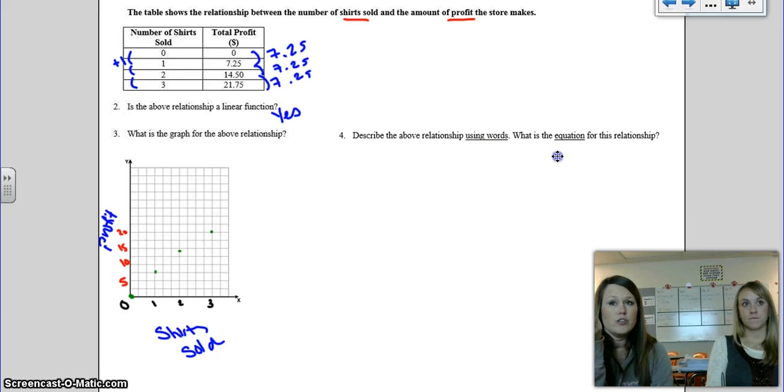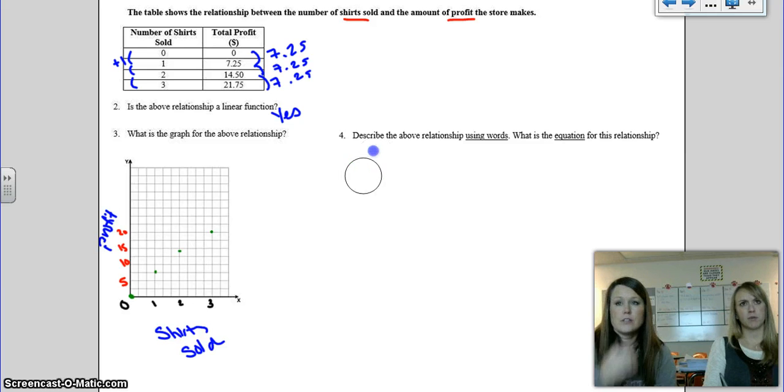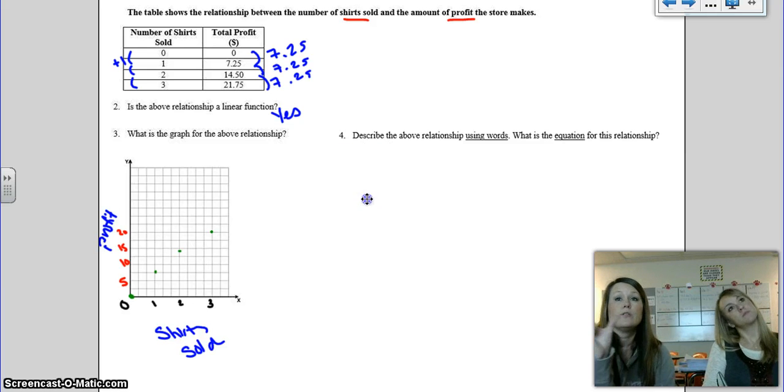And then what is the equation? Again, this is done over here. If you have your labels and you have your dots pointed, you're done. You do not connect the line. So using words, I would say each shirt costs $7.25, or actually we should relate the two.